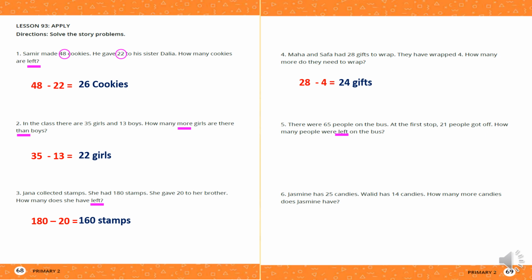Question number 6. Jasmine has 25 candies. Walid has 14 candies. How many more candies does Jasmine have? How many more than? How many more? So we will subtract 25 minus 14. 25 minus 14 equals what? Equals 11 candies.